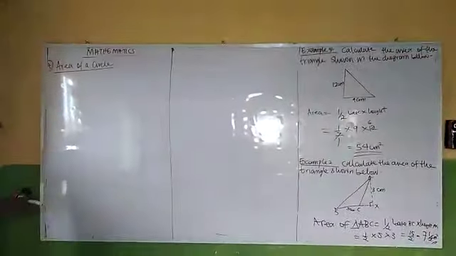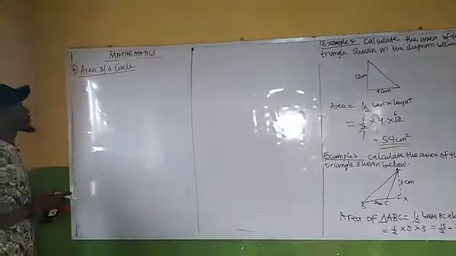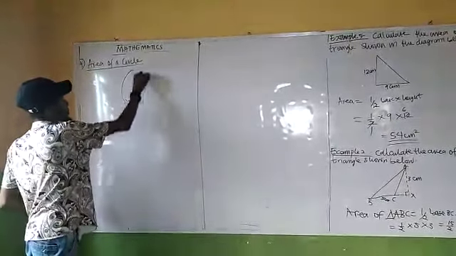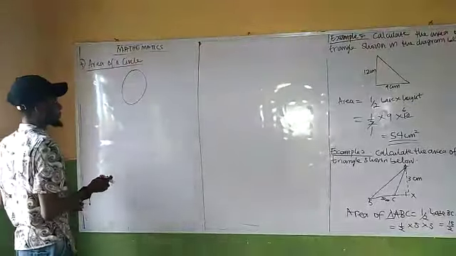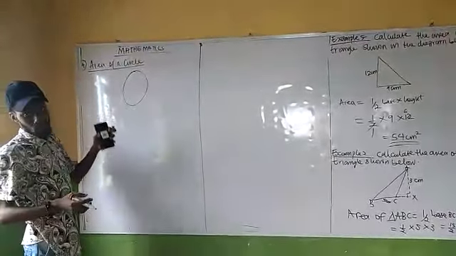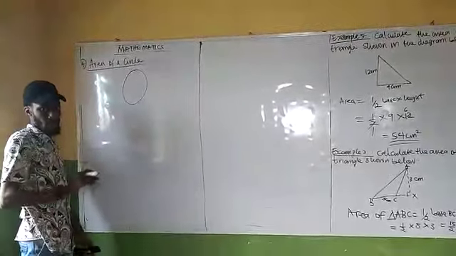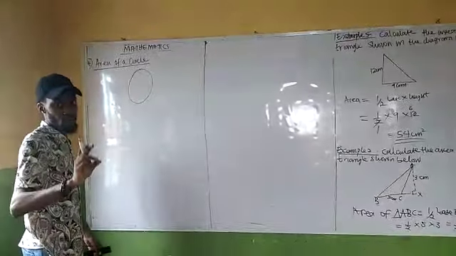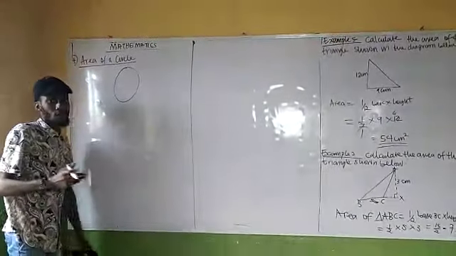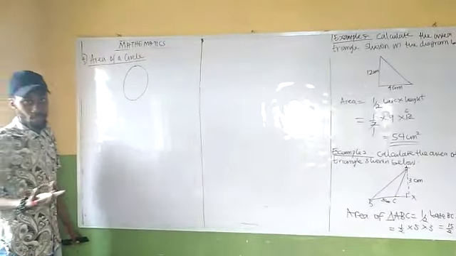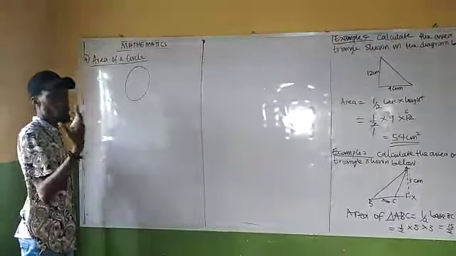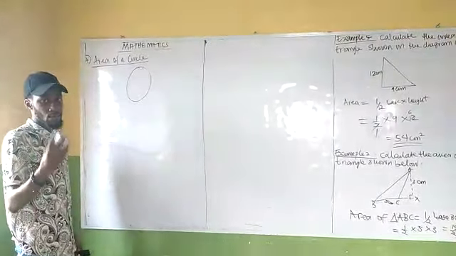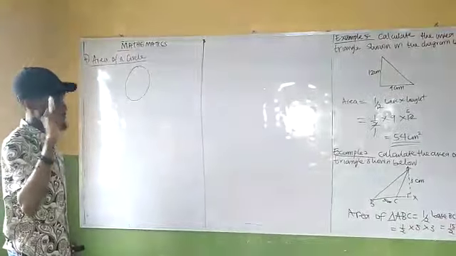Also, I want to talk about the area of a circle. So how do we determine the area of a circle? This is the shape of a circle. This is not a perfect circle because of my hand, but this is how a circle looks. If you are drawing your own circle, you make use of your compass so you can get a perfect circle. But remember, a circle is a perfect shape. That's one thing I want you to take note of.